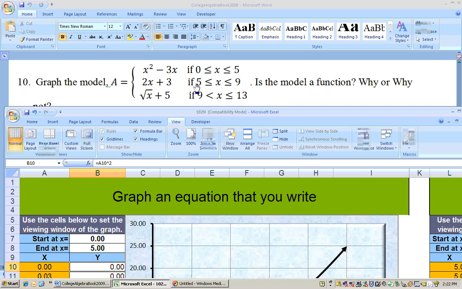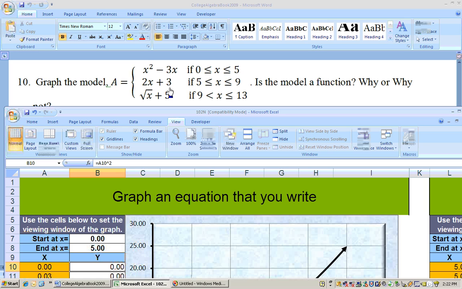If you check the endpoints, you have to make sure they're the same. For example, 5, since it's equal to on both the first function and the second function, I have to plug 5 into both of these and see if we get the same value. If I plug 5 in here, I get 25 minus 15, which is 10. If I plug 5 in here, I get 10 plus 3. Well, that's 13, and they're not the same value. So boom, these things are not functions.